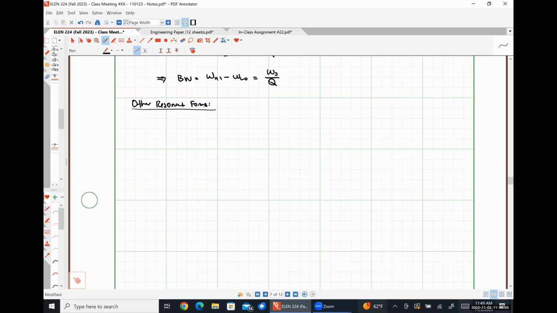Okay? So if we were to look at a real parallel RLC circuit, let's start with that. We might mathematically model it using the following circuit.